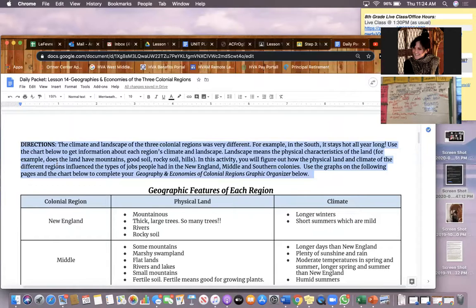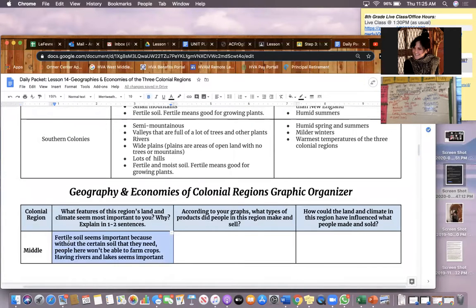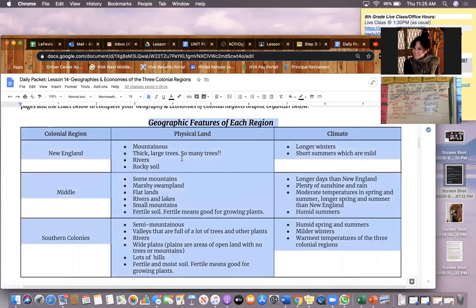In this activity, you will figure out how the physical land and climate of the different regions influence the types of jobs people had in the New England, Middle, and Southern colonies. Using the graphs on the following pages and the chart below to complete your Geography and Economies of Colonial Regions graphic organizer. So the graphic organizer is below. In order to fill in the graphic organizer, you're going to need this chart.